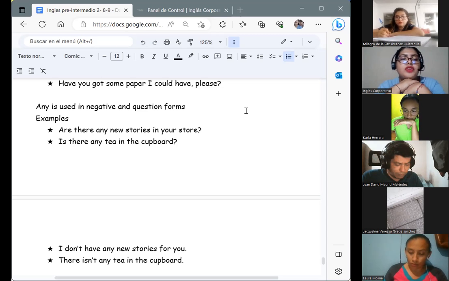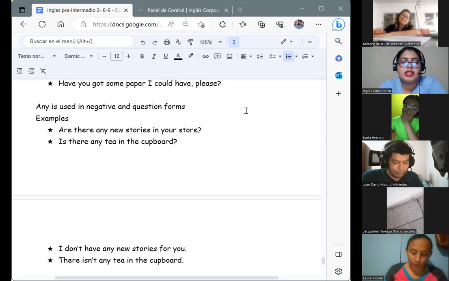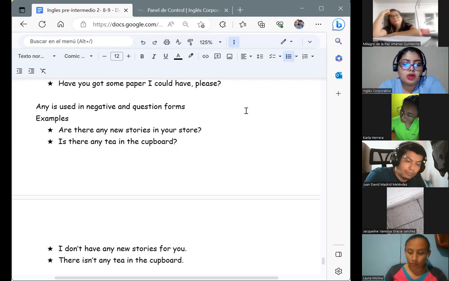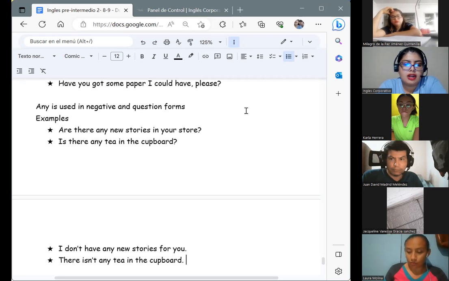So in this case, if you notice the structure that we are using, we are using the structure of there is and there are. We're not talking about a very specific structure, because we don't have a very specific structure for this kind of words. You can use it in different tenses, like you are seeing in these examples. They are very simple statements, and we're using the verb to be in the first questions. We are using this kind of question with the verb to be at the beginning.